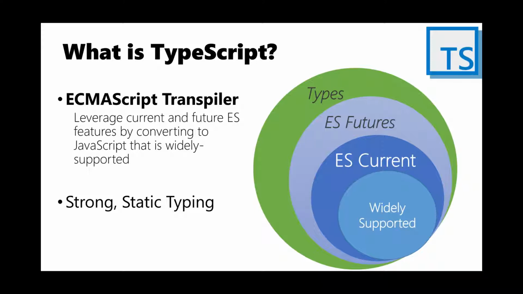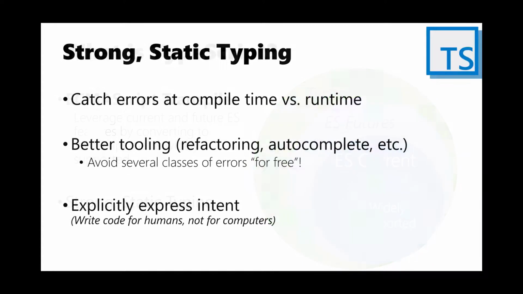But what we're really looking for in TypeScript is strong static typing. So it takes all of the ECMAScript standards that are out there, implements those through transpilation, and then it adds types. So what are types, or why do we want to use types?